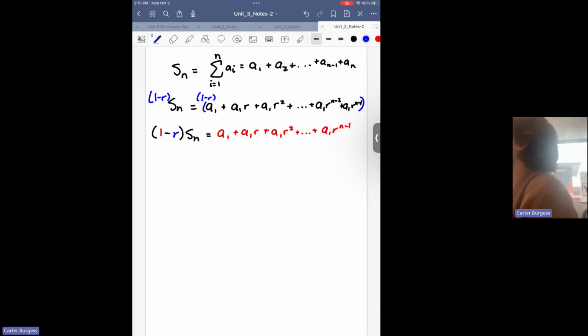And then multiplying by a negative r. So we're taking a negative r, we're distributing it through. A sub 1 times negative r is negative a sub 1 r. A sub 2 times negative r is negative a sub 1 r squared. On and on and on. A sub 1 r to the n minus 2, that was a sub n minus 1, times r is going to be a sub 1 r to the n minus 1. And then our final term times negative r is minus a sub 1 r to the power of n.